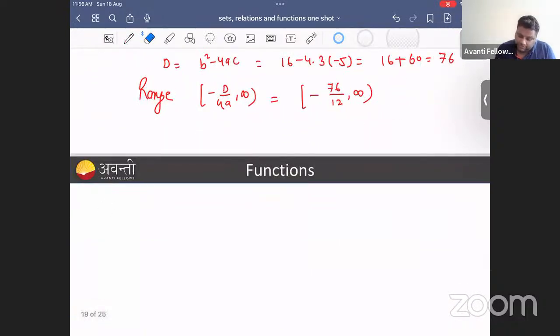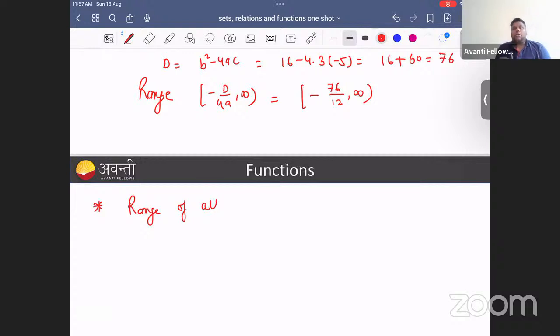One more thing. The range of all odd degree polynomials. An odd degree polynomial means a linear polynomial, cubic polynomial, fifth degree polynomial, and so on. The range will always be y belongs to R.